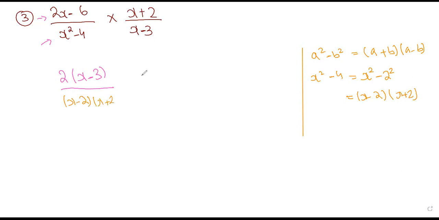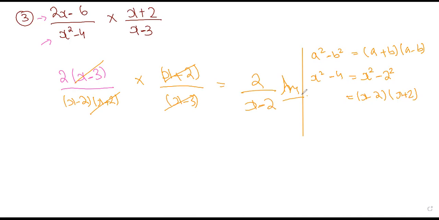And now I have the rest of the thing. I cannot factorize the second fraction, that's already simplified. So x plus 2 and x plus 2 would be cancelled, x minus 3 and x minus 3 would be cancelled, and we are left with 2 divided by x minus 2. Okay.